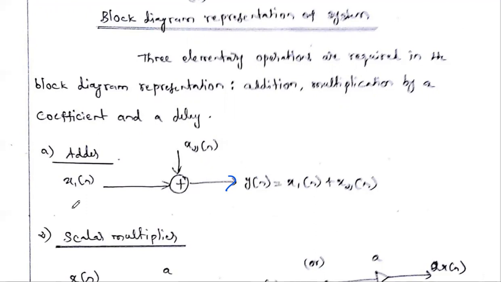Similarly, the same adder is used in the continuous time system also, with the same symbol. Instead of x1 of n and x2 of n, we give the inputs x1 of t and x2 of t, and the output y of t is x1 of t plus x2 of t. That is the difference; the symbol remains the same. Here we give discrete inputs, and in the continuous time system we give continuous signals. So this is the first element, the very basic element used in the representation of the discrete time system.